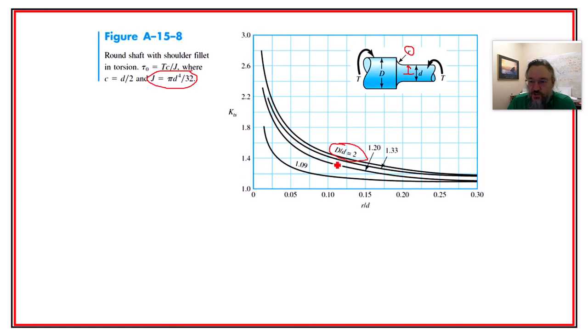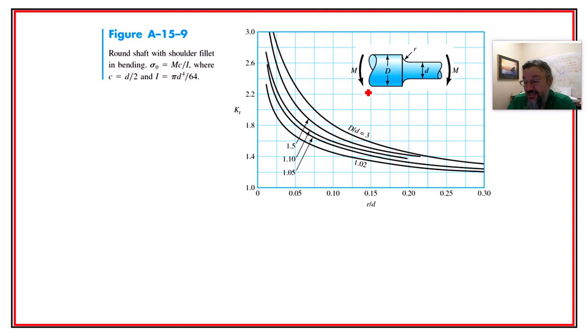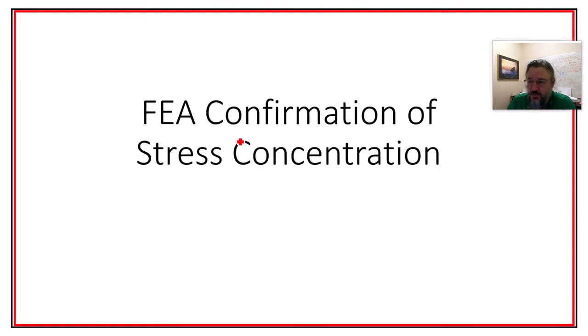So this was in torsion, and this is in bending. And this comes up in shaft design, right? When we have a shaft and there's a step in the shaft with two different diameters for the step, that'll matter to us. So here's my FEA confirmation.